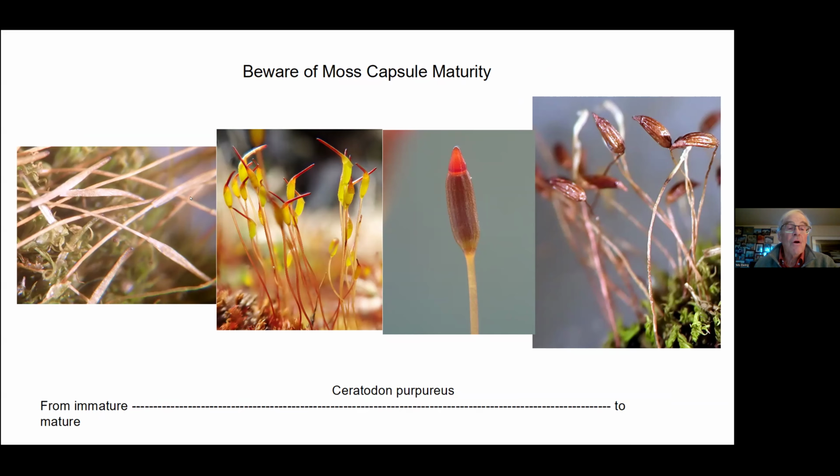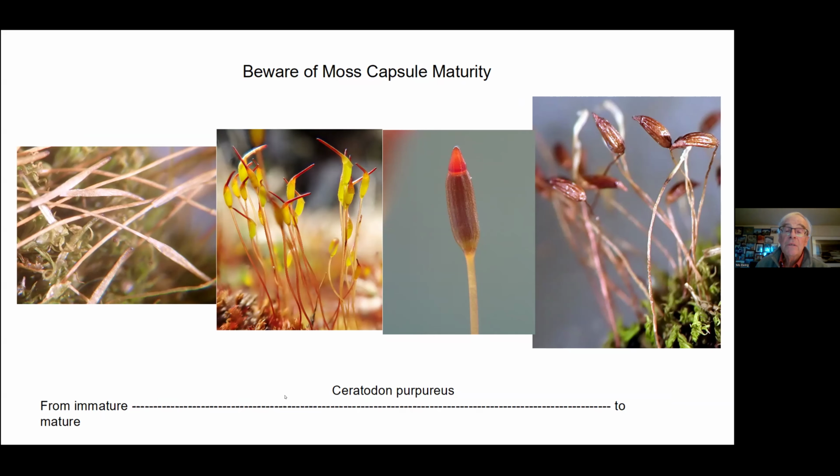In Ceratodon, when they start out, they're these long, skinny little things, and then they plump up and develop a calyptra, which is on top here. And then the calyptra falls off and they get to a more mature state and they look like this. This was really what we were looking at in that photo. I don't think there were any calyptras on the moss we were looking at earlier.